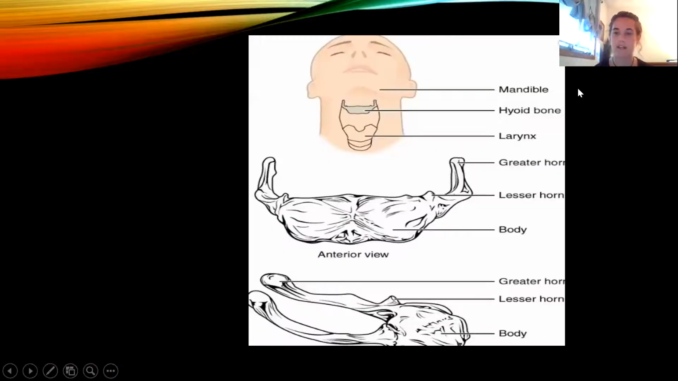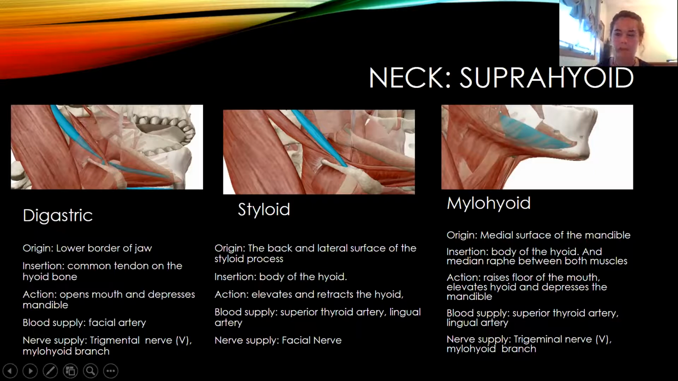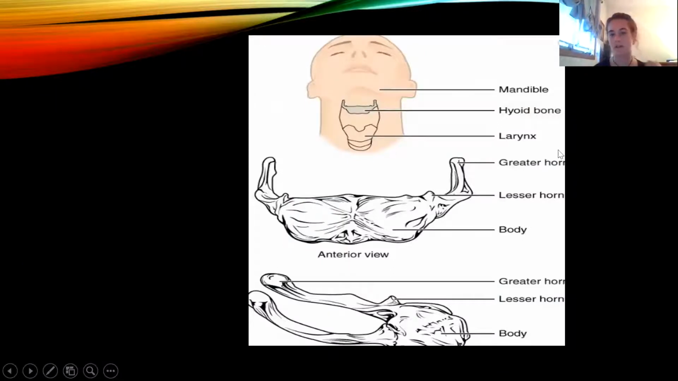Then next is the mylohyoid, and the origin is the medial surface of the mandible. The insertion is the body of the hyoid and the median raphe between both muscles. The action is that it raises the floor of the mouth, elevates the hyoid, and depresses the mandible. The blood supply is the superior thyroid artery and lingual artery, and the nerve innervation is the trigeminal nerve, so same as the digastric, and the mylohyoid branch. And this is just a better image of the hyoid bone. It's a U-shaped bone and is better known as the tongue bone as well.